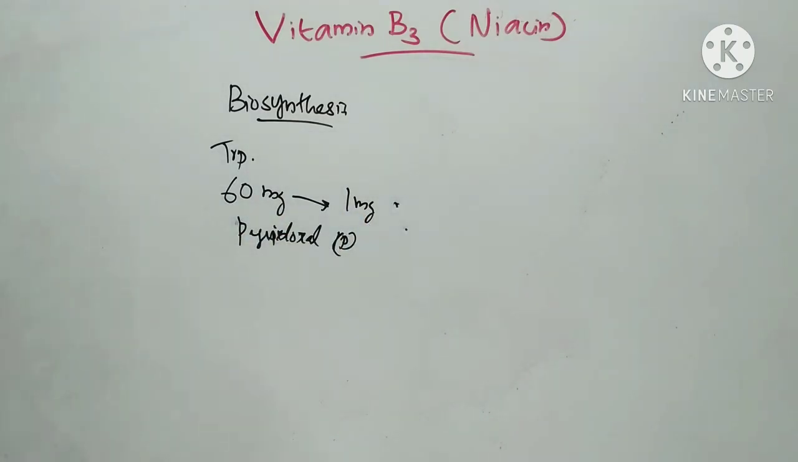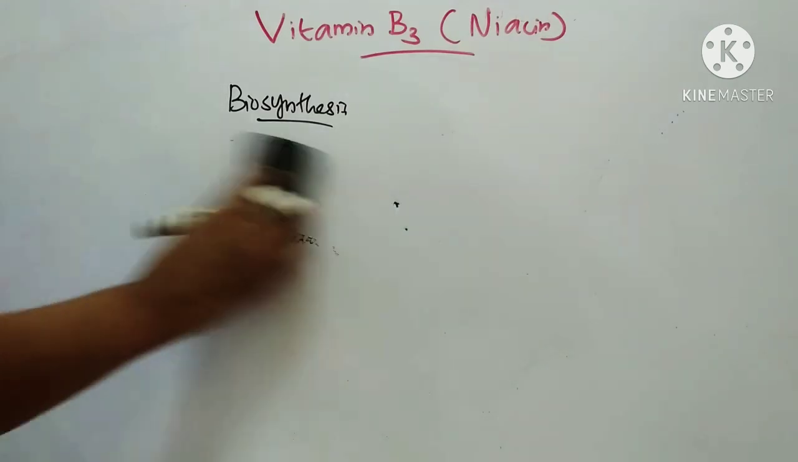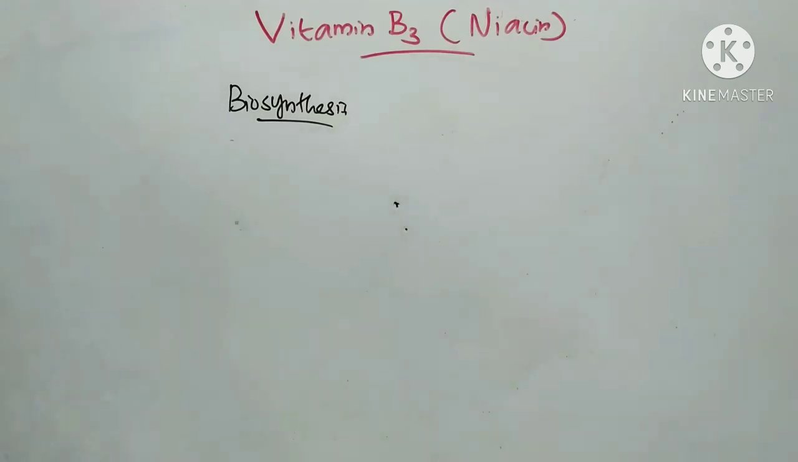Then it can also be synthesized by intestinal bacteria. Intestinal bacteria can synthesize this vitamin from tryptophan and from other amino acids such as glutamic acid, proline, ornithine, and glycine. In human beings, there are 3 sources: dietary source, from tryptophan, and by bacterial synthesis in the intestine. We will see the synthesis of NAD plus and NADP plus.